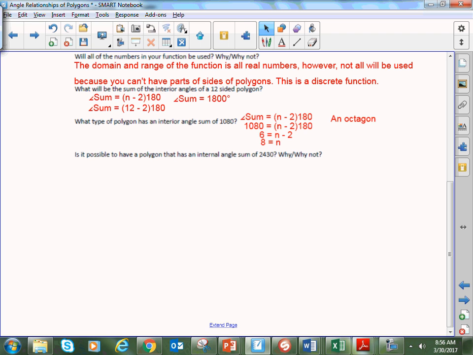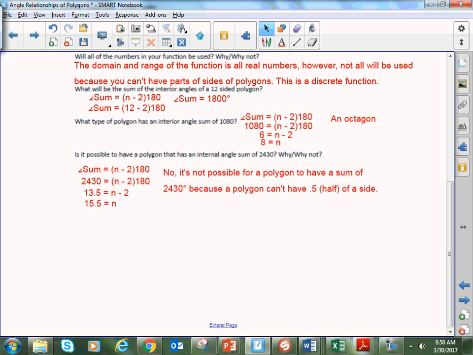And finally, is it possible to have a polygon that has an internal sum of 2,430 degrees? Why or why not? In this case, it is not possible. Doing the math, the number of sides would have been 15.5. Well, if I have half of a side, I don't have a polygon. Therefore, no, it is not possible for a polygon to have a sum of 2,430 degrees, because polygons either have a side or they don't. There's no such thing as half of a side or 5/8 of a side or anything like that in a polygon.